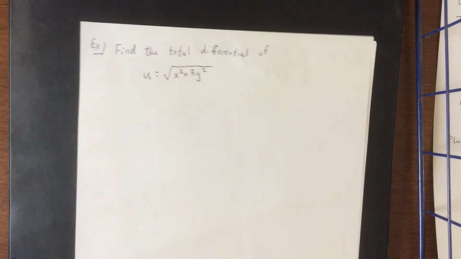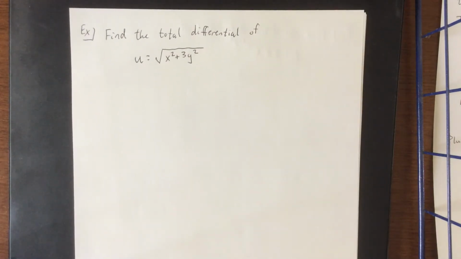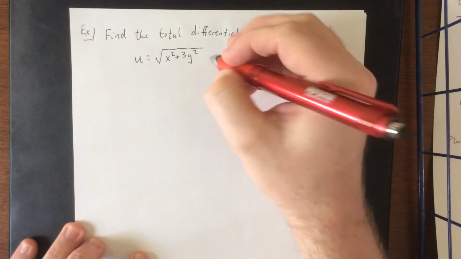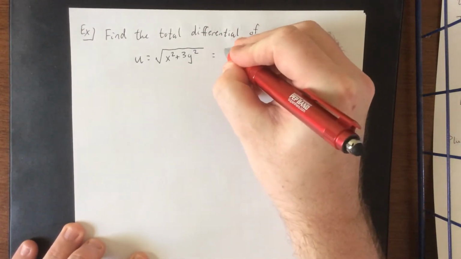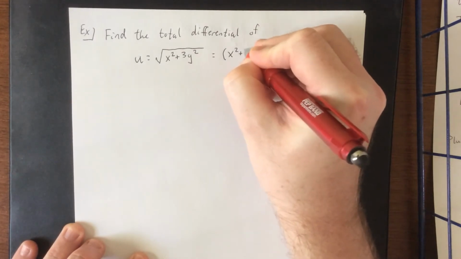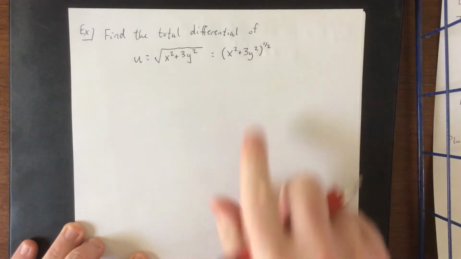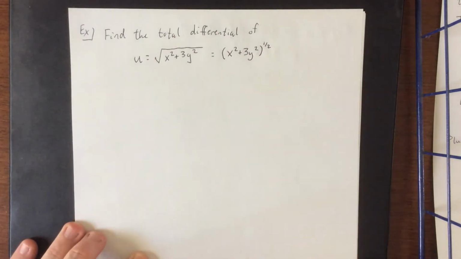So now let's try out a couple examples where we're actually finding a total differential. For this first one, I'd like to find the total differential of u. And u is equal to the square root of x squared plus 3y squared. For those who don't recognize it immediately, this would be an example of an elliptic cone. Now, in anticipation of the derivatives that we're going to be doing, we'll refer to this as 1/2 power.